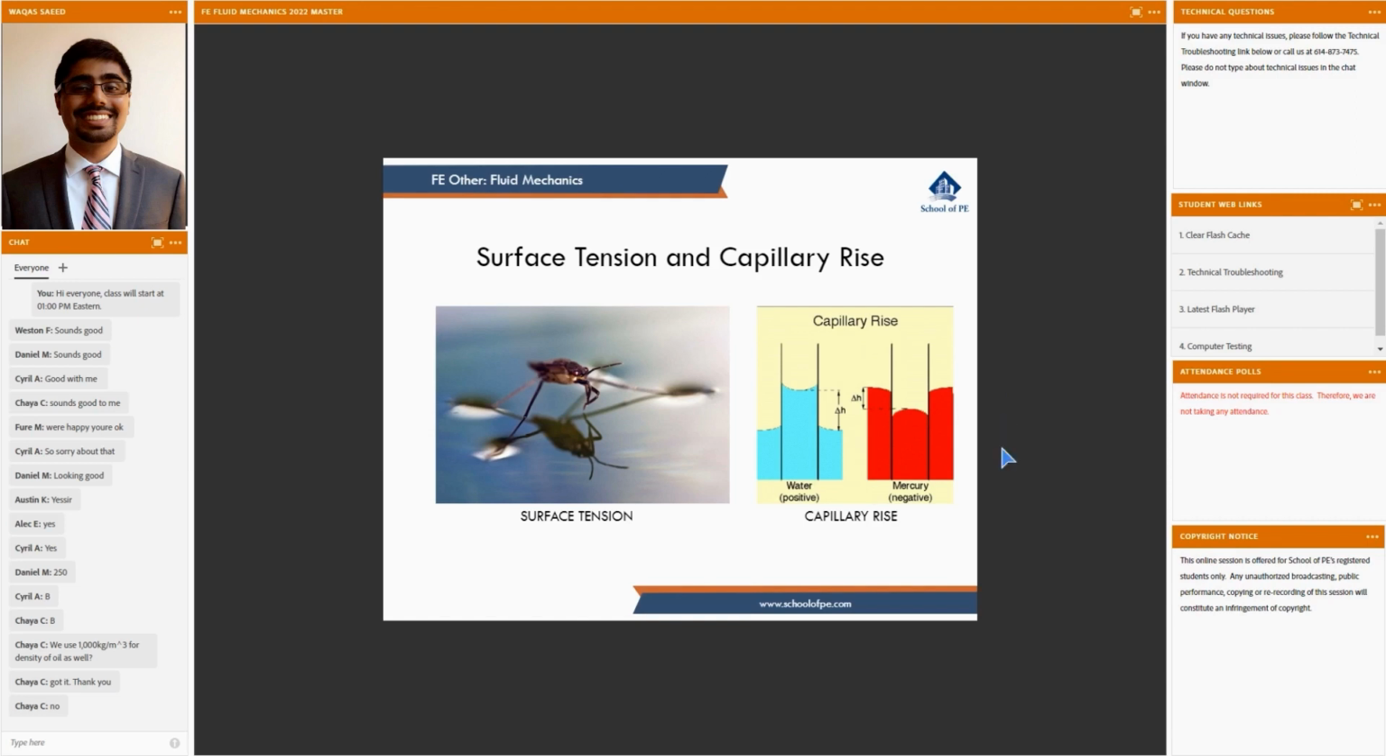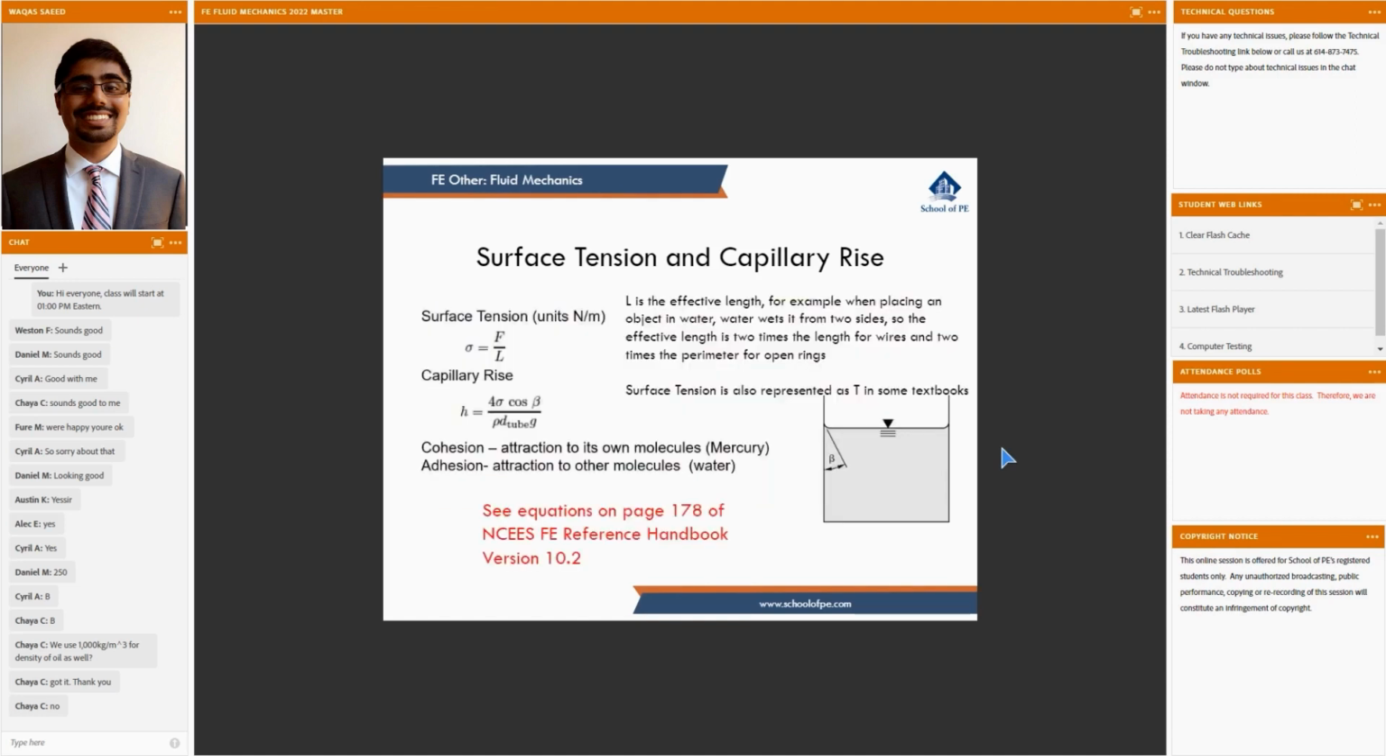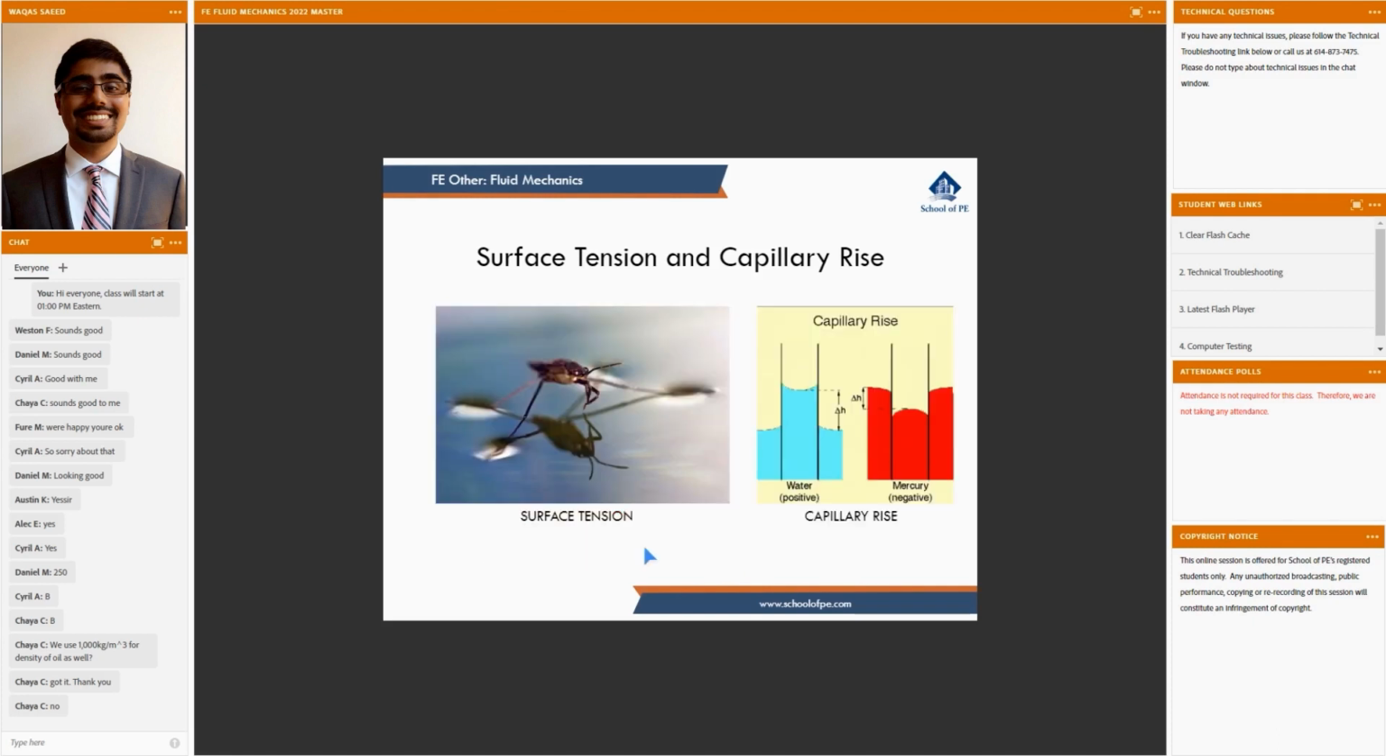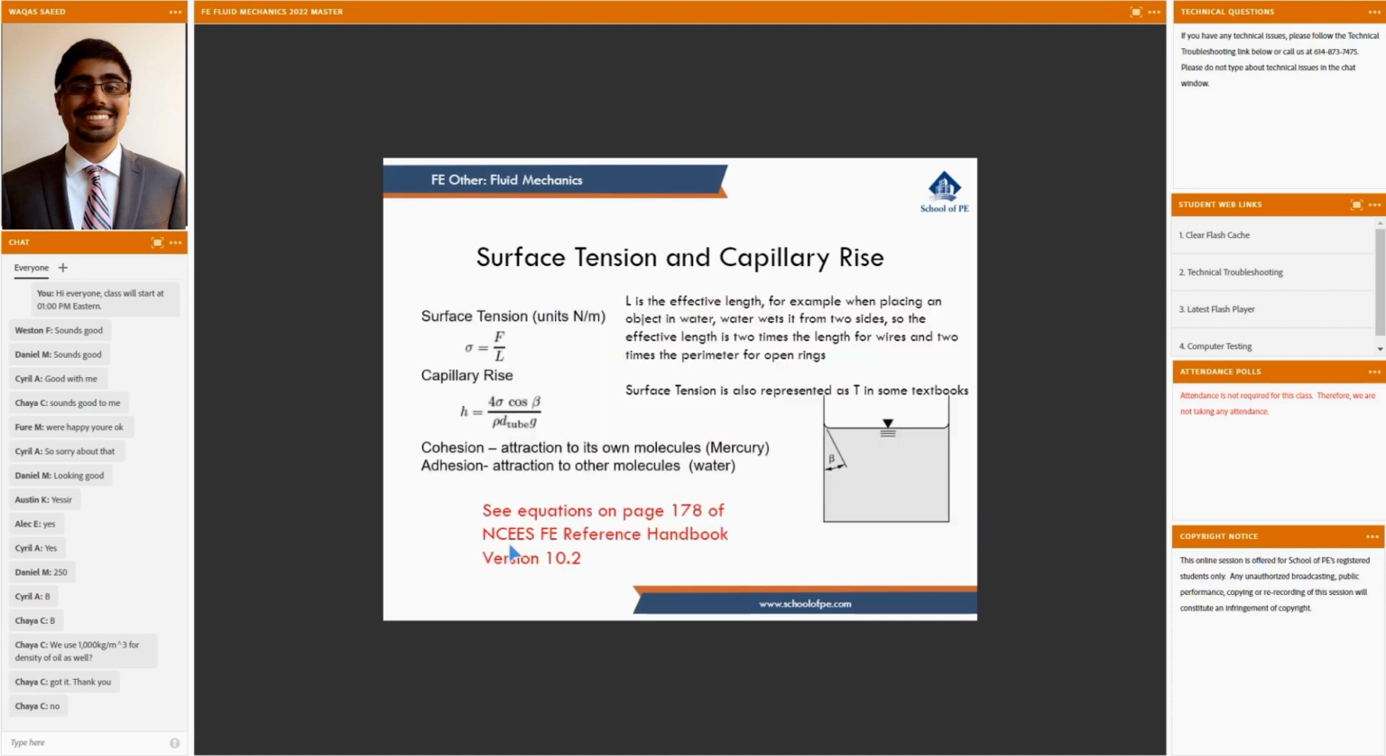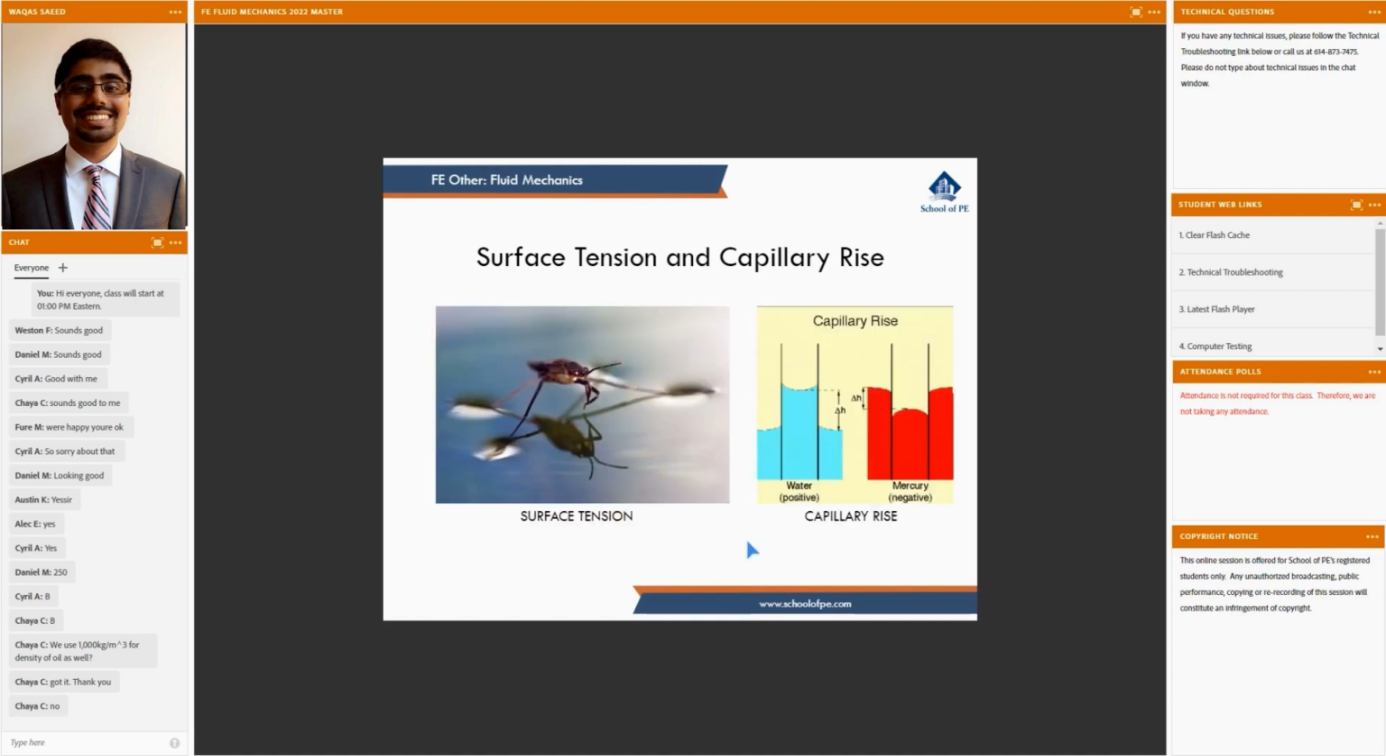Basically that's because in water there's an effect of adhesion, so attraction to other molecules. So basically water wants to rise to separate itself from its own molecules. And for mercury, the reason it drops down is because it wants to get closer and closer to its own molecules, so it won't rise away from them. So that's why you see those two different phenomena, but it's all associated with capillary action.